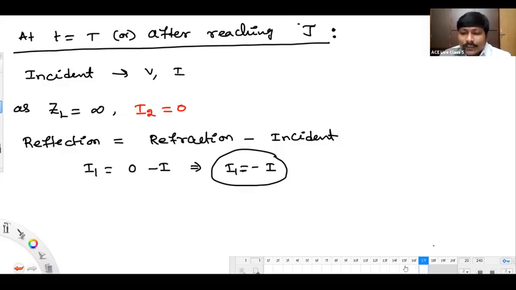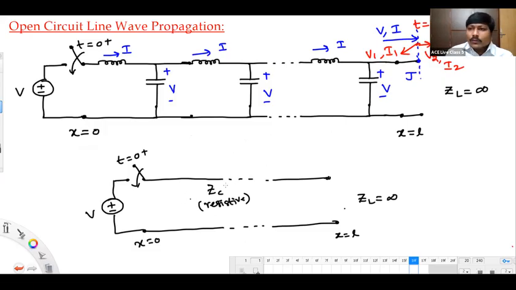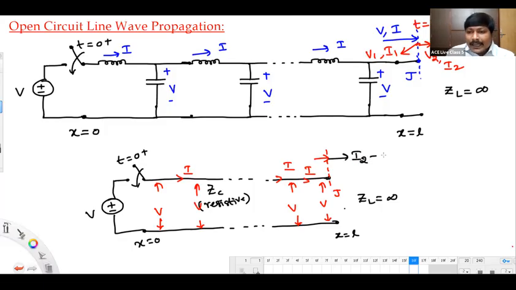Listen all of you, just look at this circuit. After the switch was closed at time t equals 0 plus, a voltage V is getting developed along the line, and we have a current of I as well as a voltage of V. And we have reached this point, the junction J. And we have a refracted current I2 equals 0.